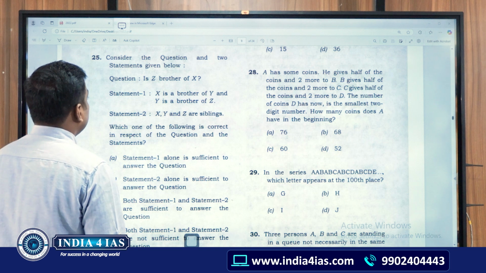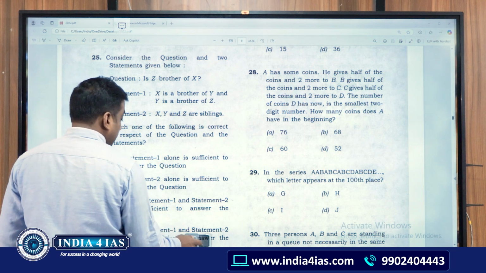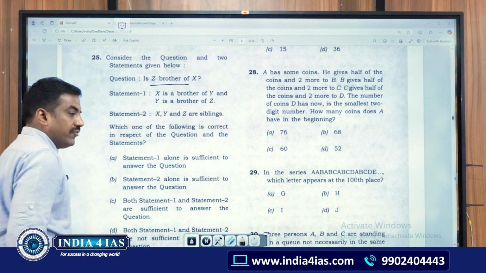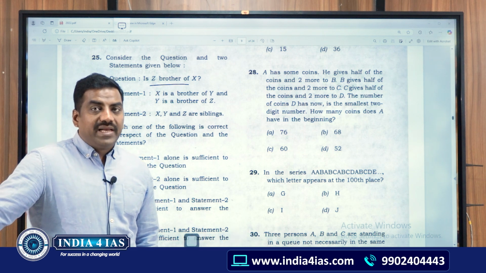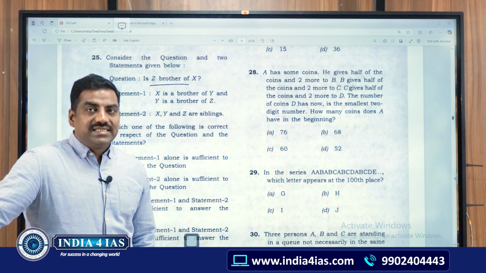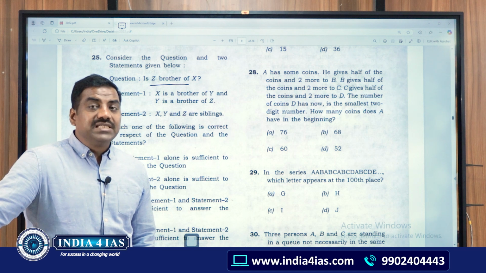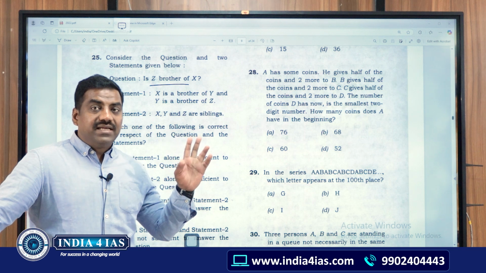Consider the question and 2 statements given below. Is Z brother of X? We have to see whether Z is brother of X. X, I don't know whether male or female. But if we come to a conclusion that Z is brother of X, that means first of all we have to ascertain that Z is a male. Then you can understand that Z is a sibling of X. So male sibling is a brother. So you have to ascertain 2 things here: Z is a male and Z is a sibling.